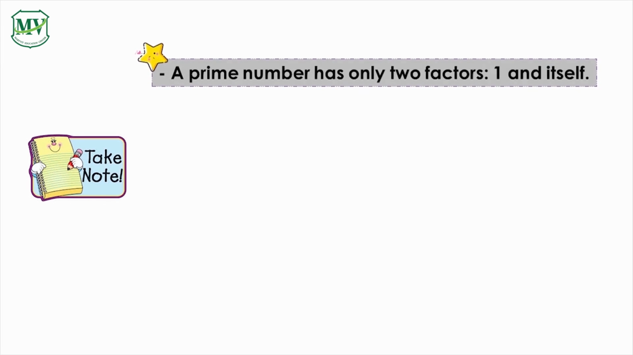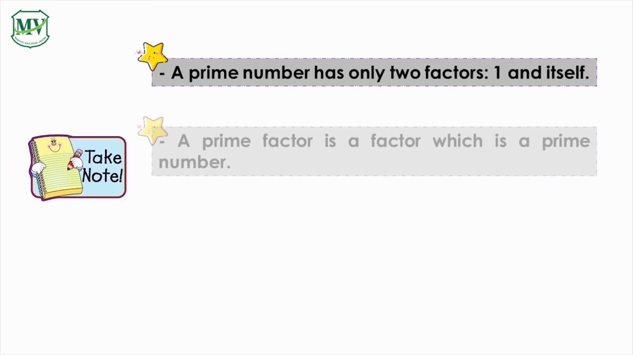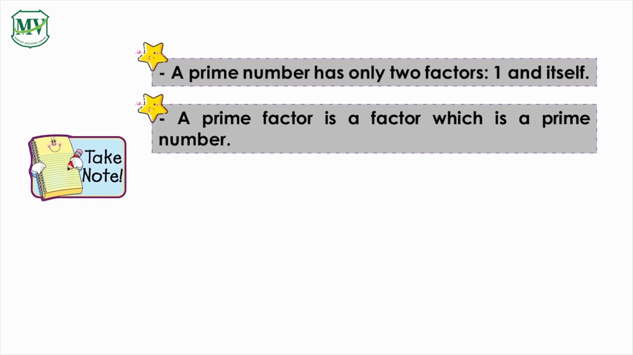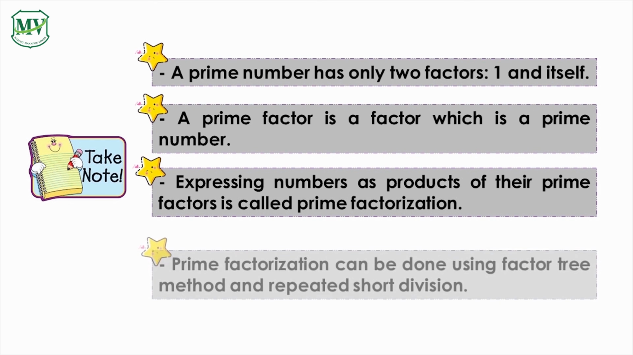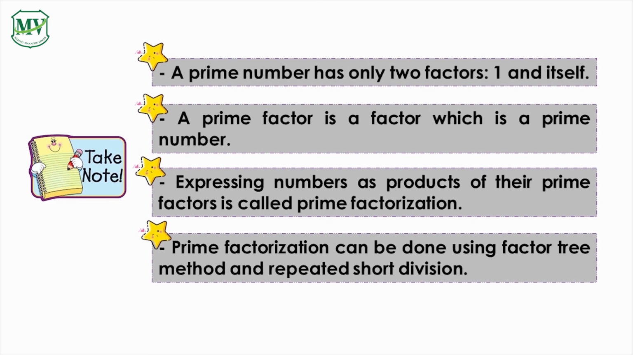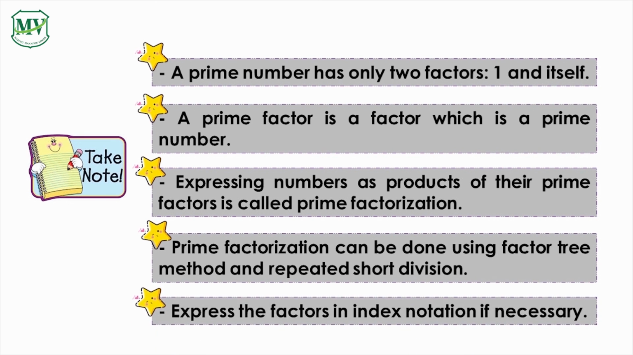Please take note about the following concepts. A prime number has only 2 factors, 1 and itself. A prime factor is a factor which is a prime number. Expressing numbers as products of their prime factors is called prime factorization. Prime factorization can be done using factor tree method and repeated short division. Express the factors in index notation if necessary.